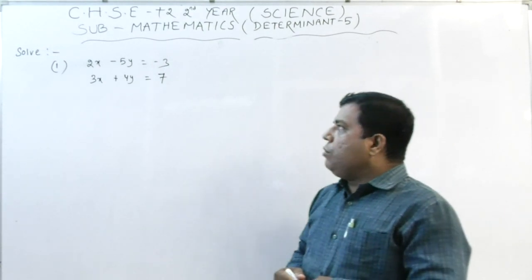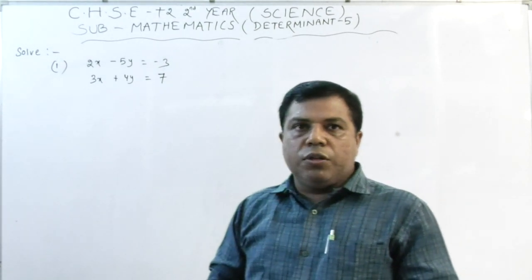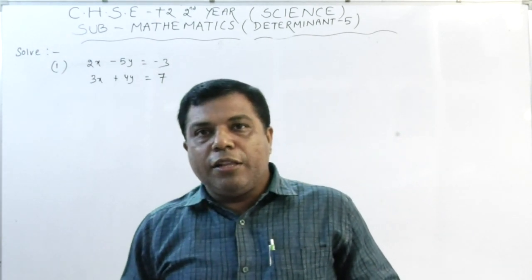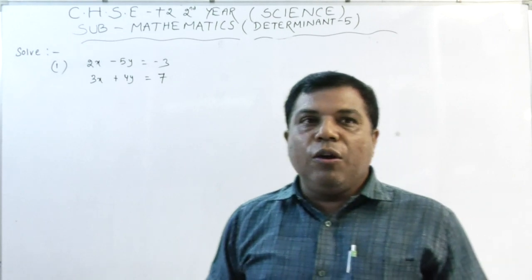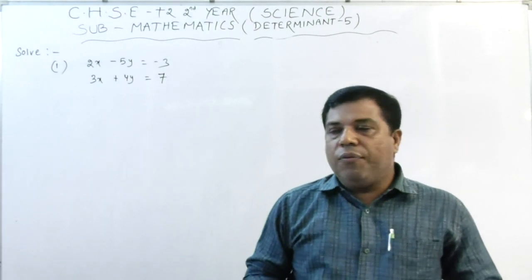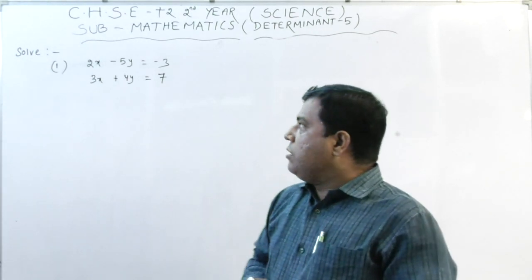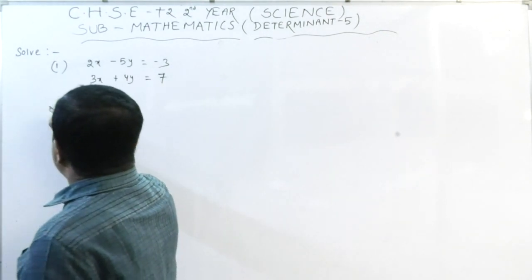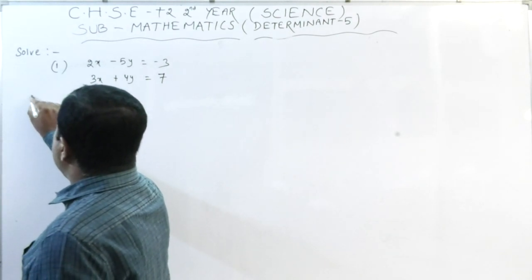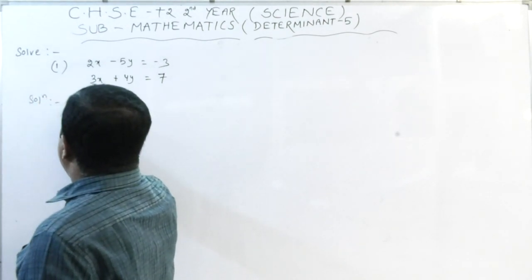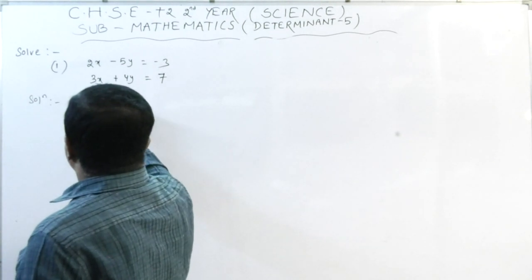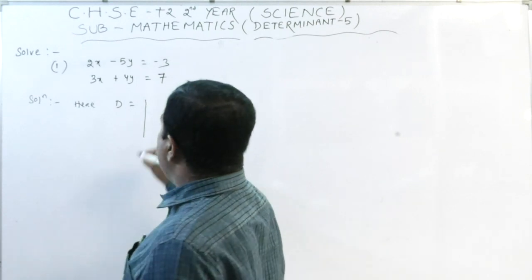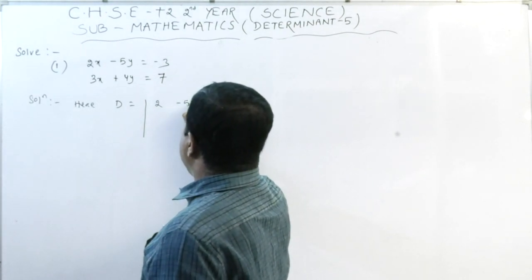According to the determinant method, how can we get the value of x, the value of y, or the values of our variables? Let us see what we have to do. Here, in the solution, we have to find d equal to the determinant containing the coefficients of x and y, that is 2, minus 5, 3 and 4.